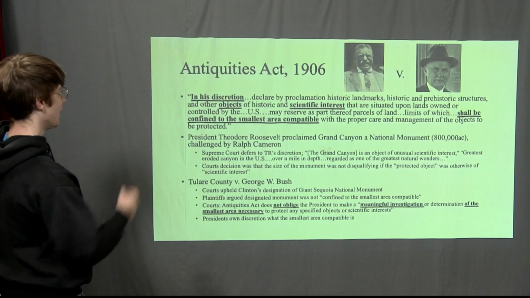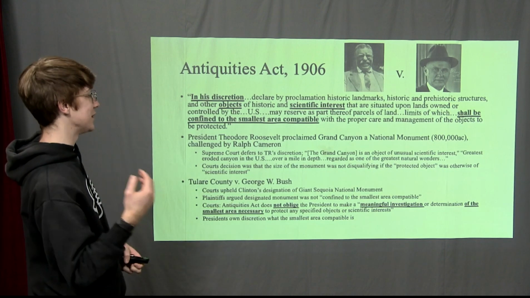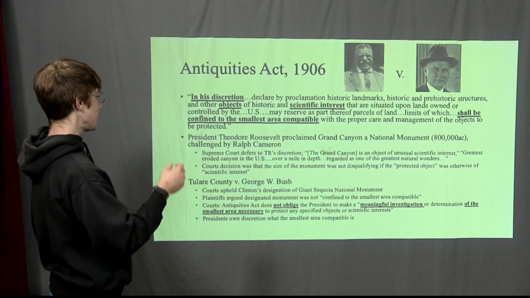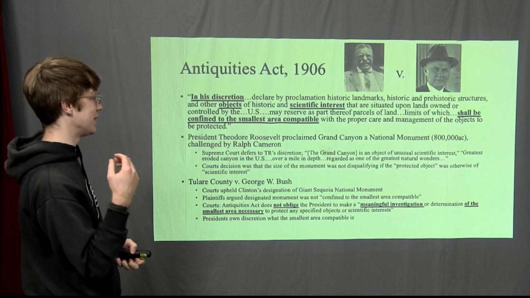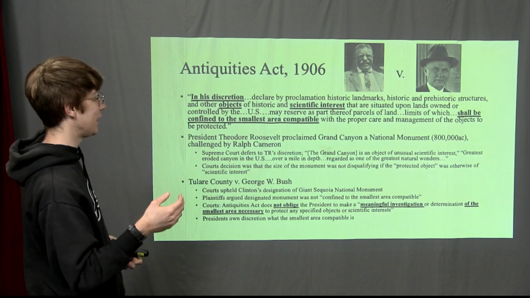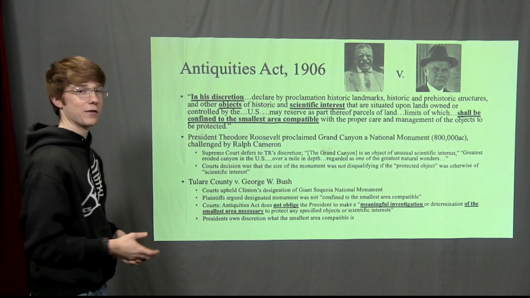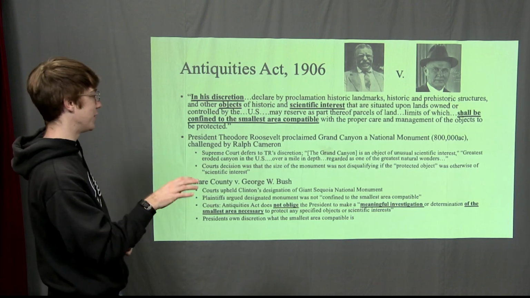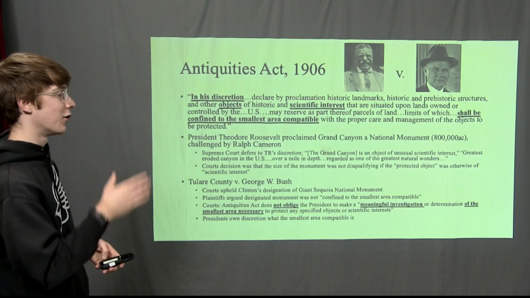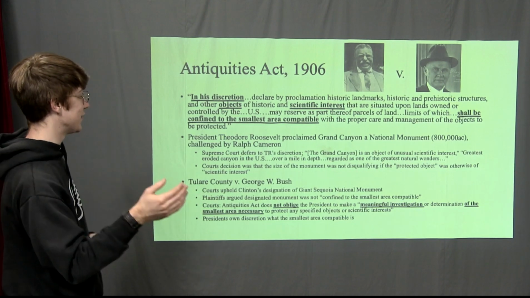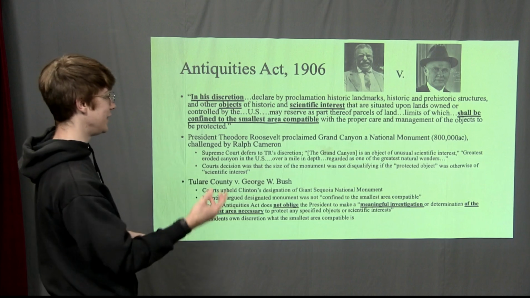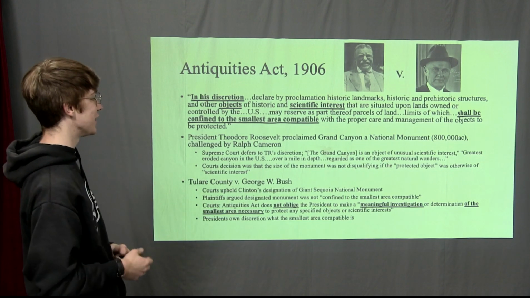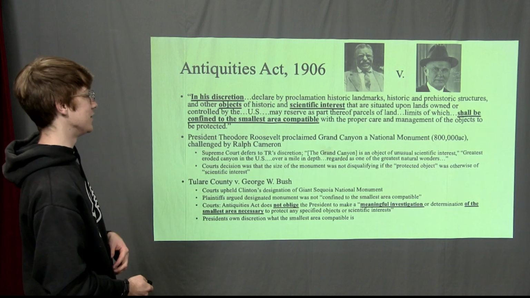And we saw that in President Theodore Roosevelt's proclamation of the Grand Canyon, which was challenged by Ralph Cameron. Essentially, in that case, his designation of the Grand Canyon as a national monument was challenged by this miner, Ralph Cameron, who had some claims around the rim of the canyon and within the canyon itself. But the Supreme Court deferred to Theodore Roosevelt's discretion, and pretty much stated what he had stated in his proclamation, that the Grand Canyon is an object of unusual scientific interest.